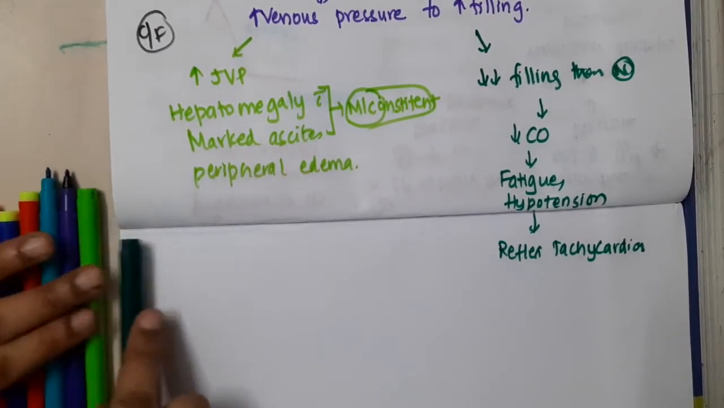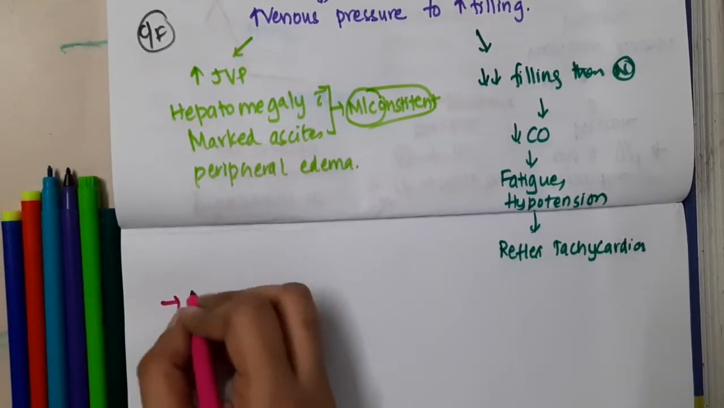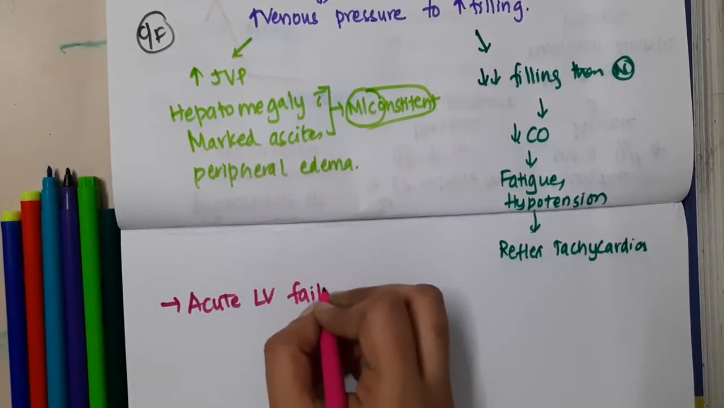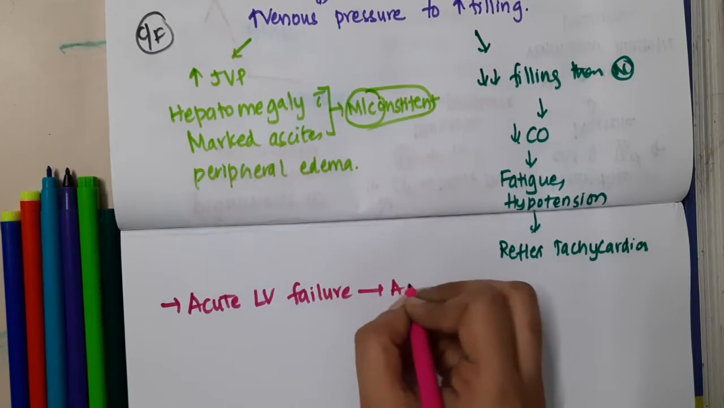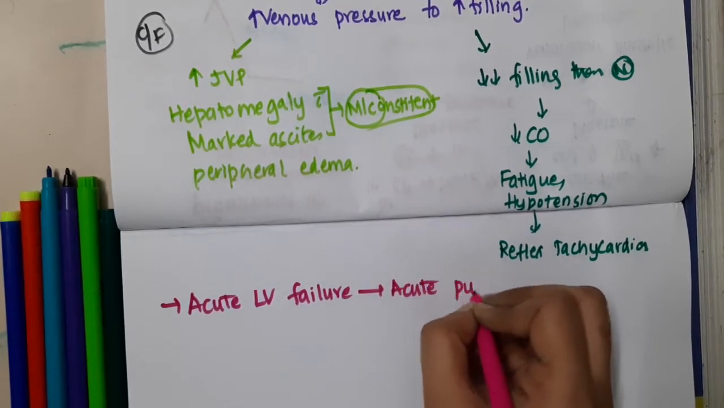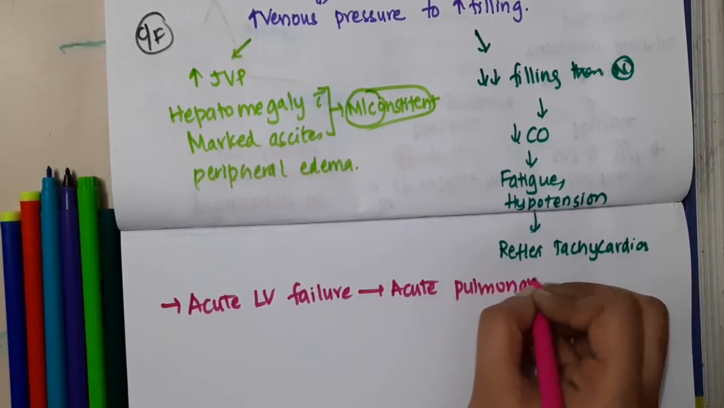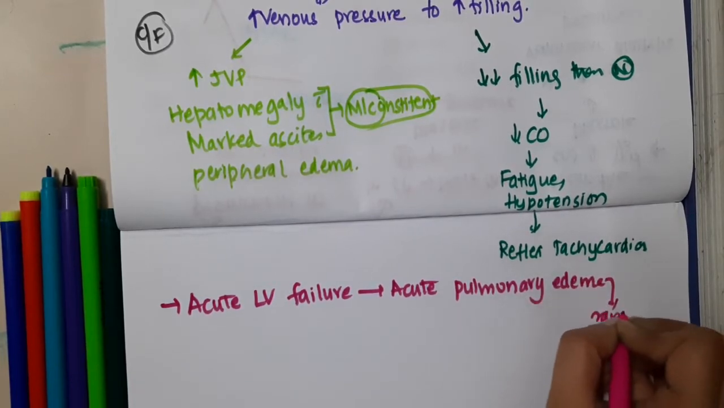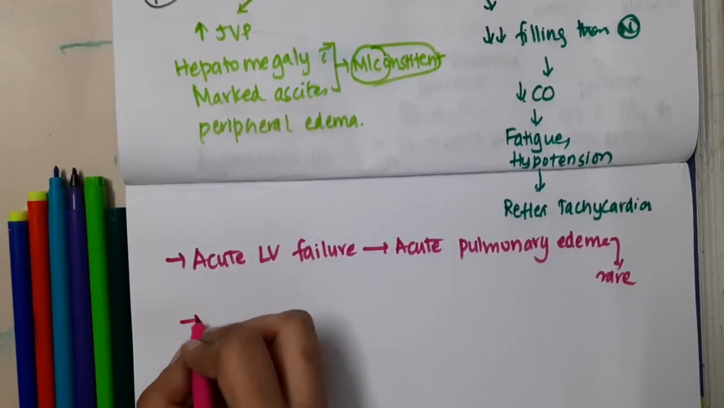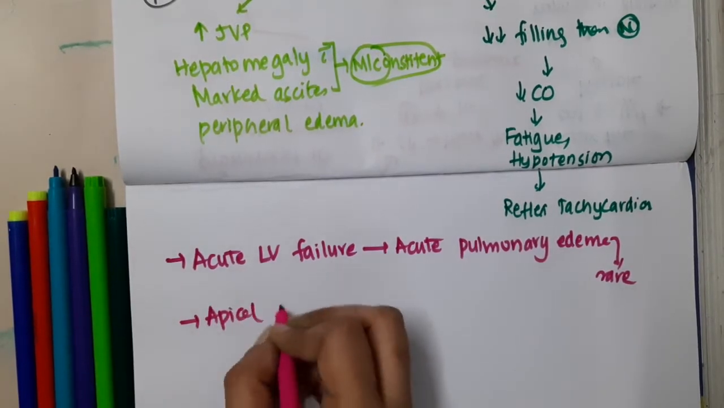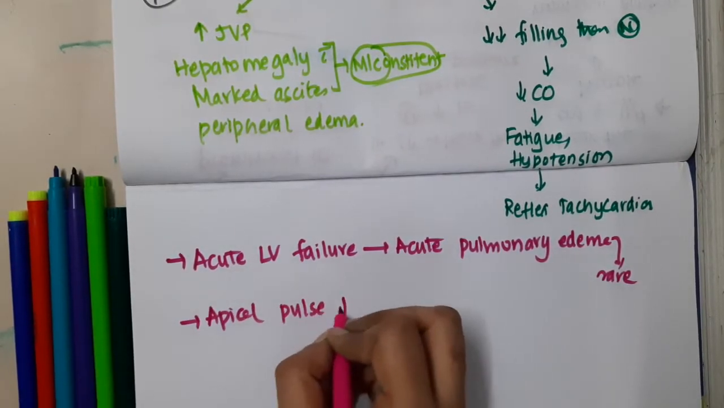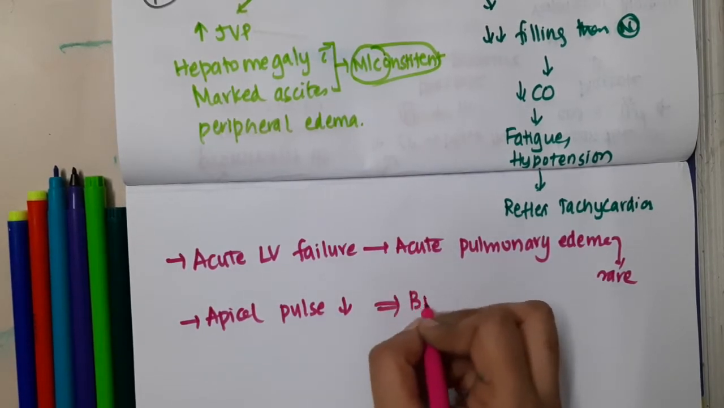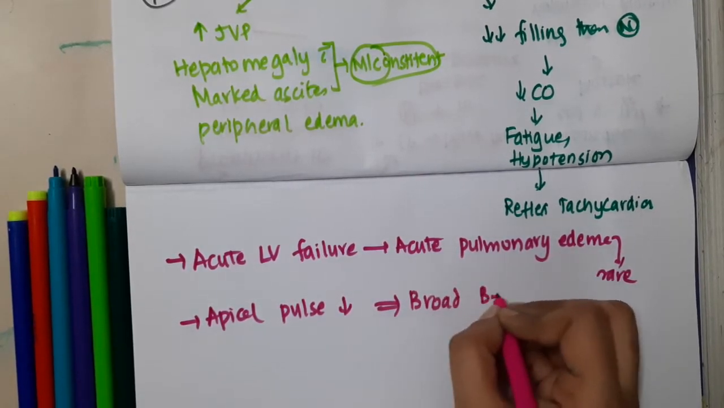Now, one more important finding: acute left ventricular failure resulting in acute pulmonary edema is actually rare in constrictive pericarditis. Then the apical pulse is reduced in constrictive pericarditis, and this is called Broadbent's sign.